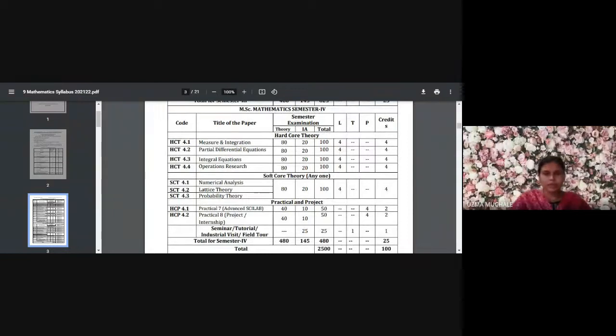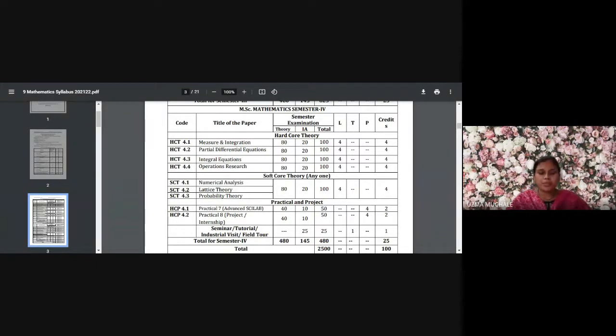In the fourth semester you have the papers of Measure and Integration, PDE, Integral Equation, and Operation Research, and these are SCT papers, that is soft core. That means the papers of mathematics which you can select, but out of them we are going to take Numerical Analysis. Even you can select Probability Theory, as it is a paper conducted by your statistics department. Next is HCP 4.1. Again, this paper is completely practical based on Scilab, advanced Scilab. And the fourth one, that is a practical one, is the project work.